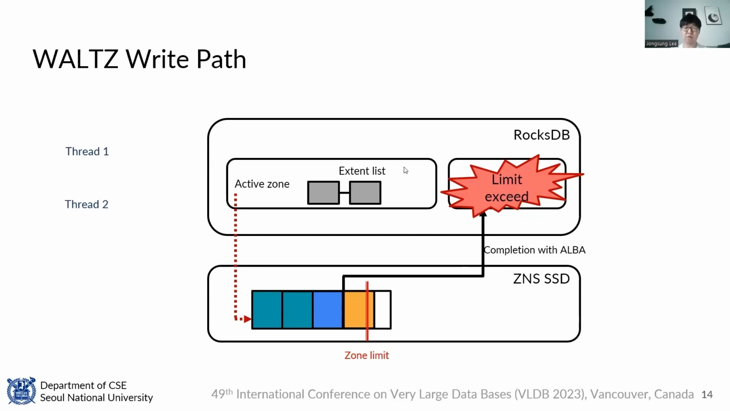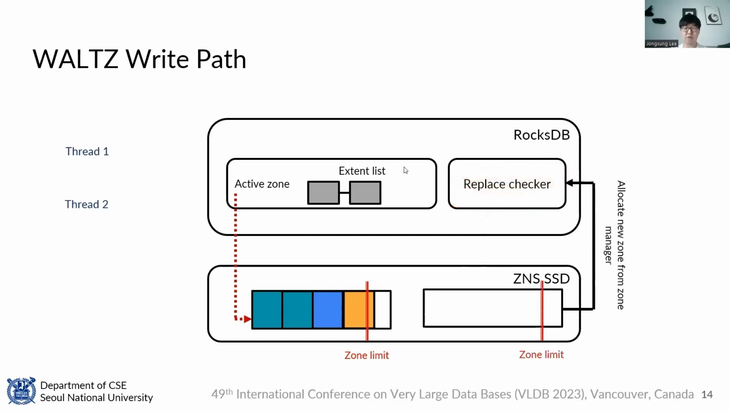To allocate the new zone for the WAL file, WALTZ selects the leader thread, and then allocates the new zone from the zone manager. In this case, we assume that thread 2 is elected as a leader. The allocated zone is registered to the WAL file by switching the active zone.